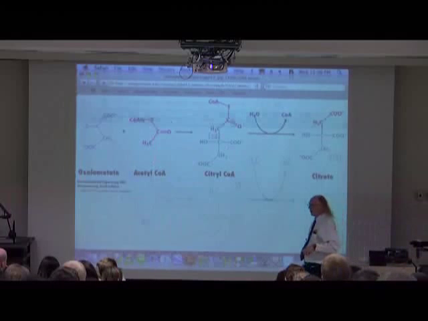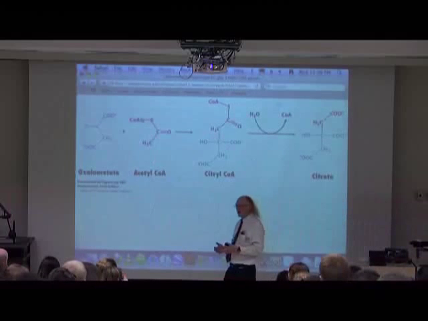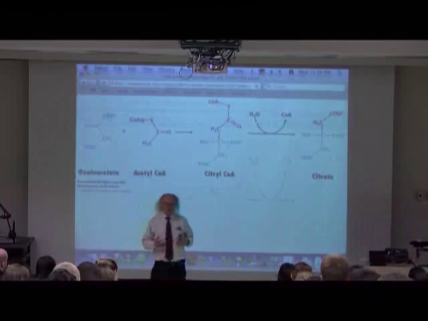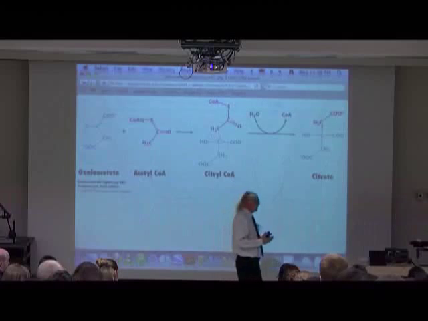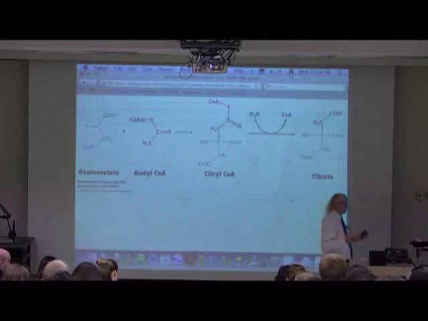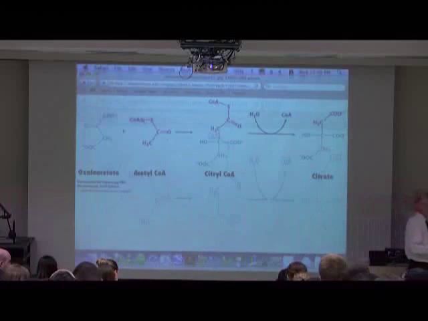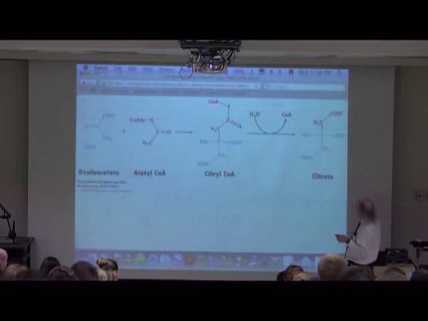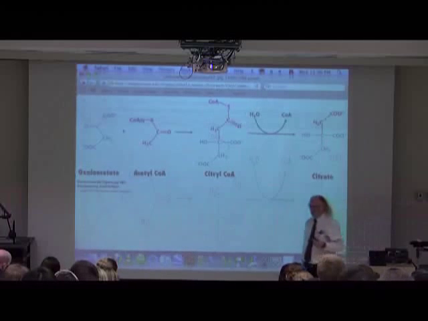This is a prime example of what we talked about last term, which is an activated intermediate. An activated intermediate, I will remind you, is a molecule that has a high energy bond and uses the energy of that bond to donate a part of itself to something else. The part of itself that's being donated here is the acetyl group. So we see an intermediate of CoA. Again, we're not worried about the intermediate. We're worried about the final product over here, citrate.